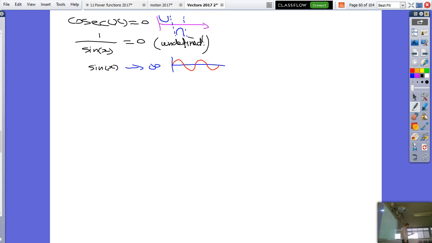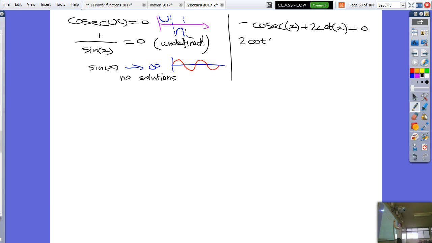What about the other factor? Now, what was the other factor? I can't remember. Negative cosec x plus 2 cot x. Of just x. Yep. Now, let's have a look at this one equaling 0. Very good. Rearrange it. Let's add the cosec to the other side. So we're going to have 2 cot of x is equal to cosec of x.